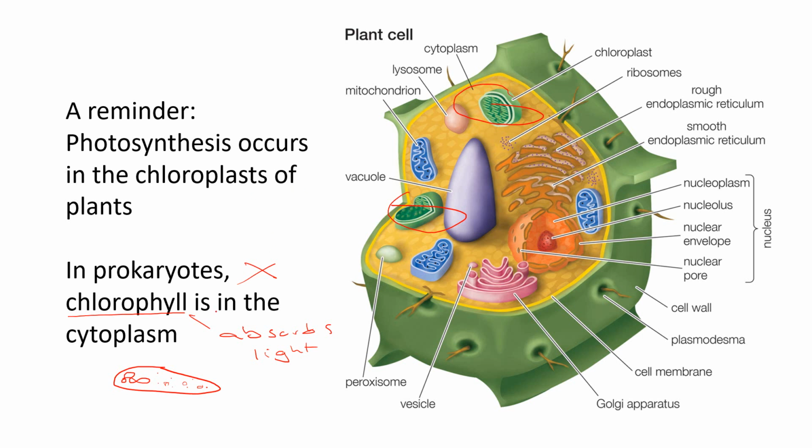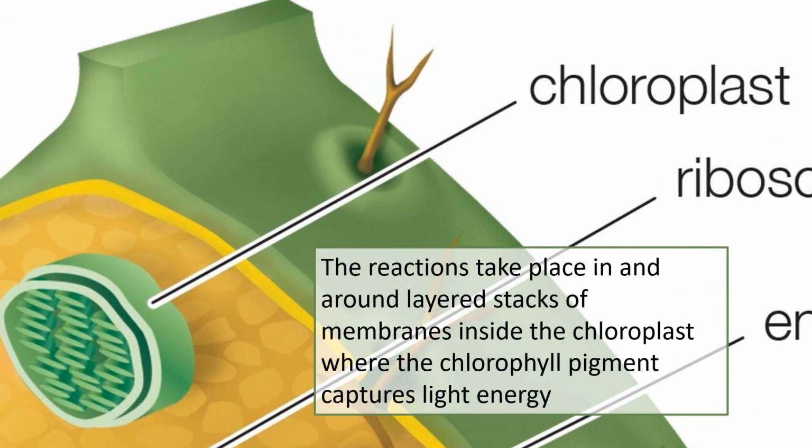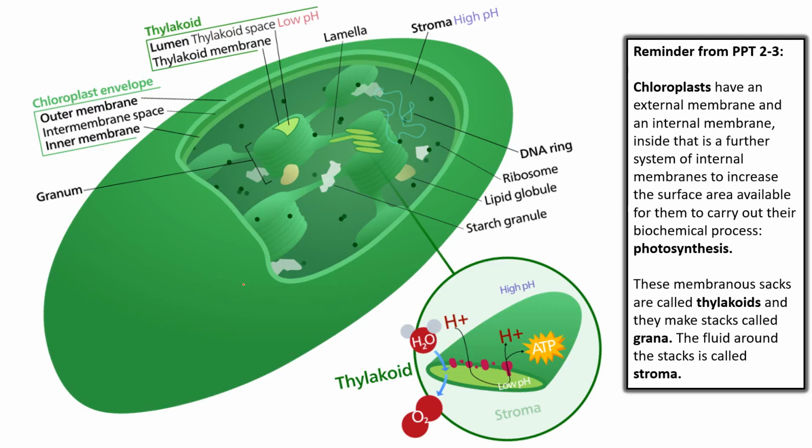So I'm going to go into a bit more depth with what the structure of a chloroplast is and where this all happens. If we have a closer look here, the reactions take place in and around layered stacks of membranes inside the chloroplast where the chlorophyll pigment captures light energy. Let's have a look at a better diagram of a chloroplast.